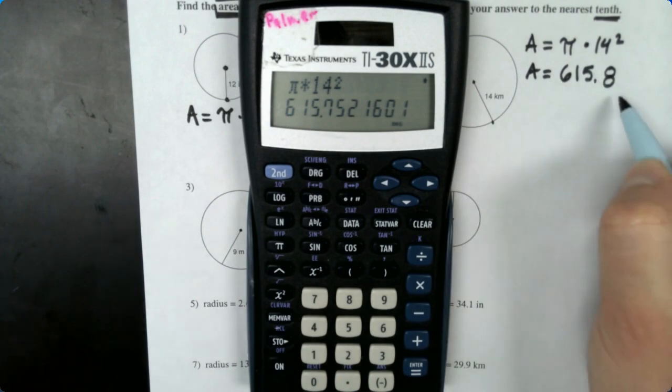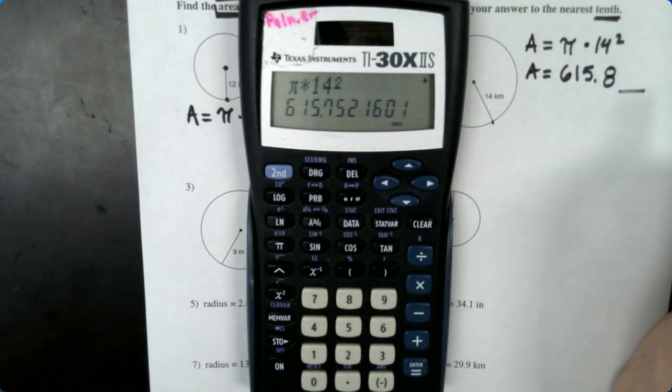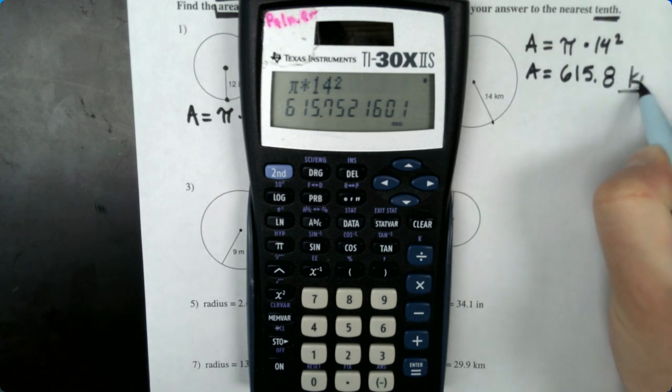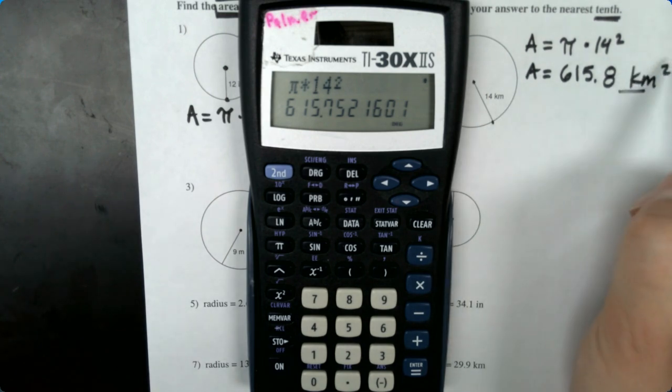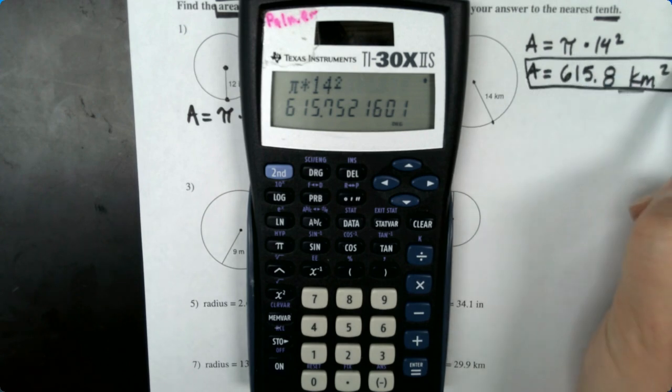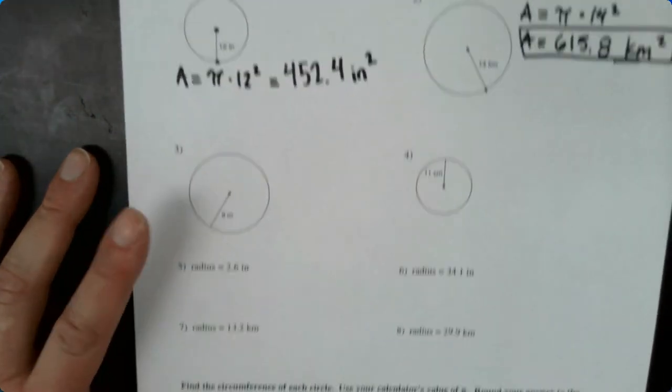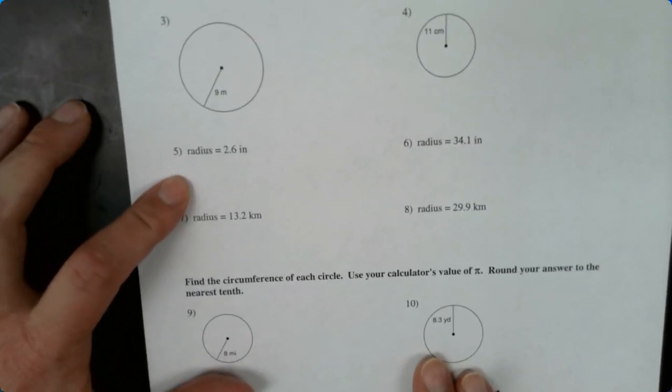All right, and then what should our units be here? What unit? km squared. Very good. Okay, that's your answer. Okay. So there's 2 more picture ones. Let's go down to number 5. Number 5 doesn't have a picture, but we're going to do it the same way.